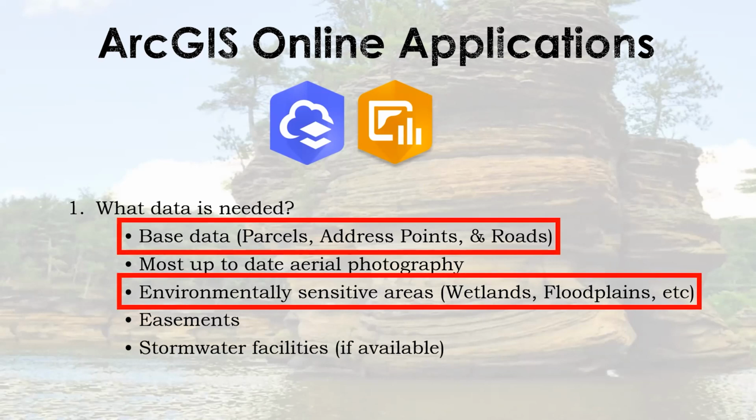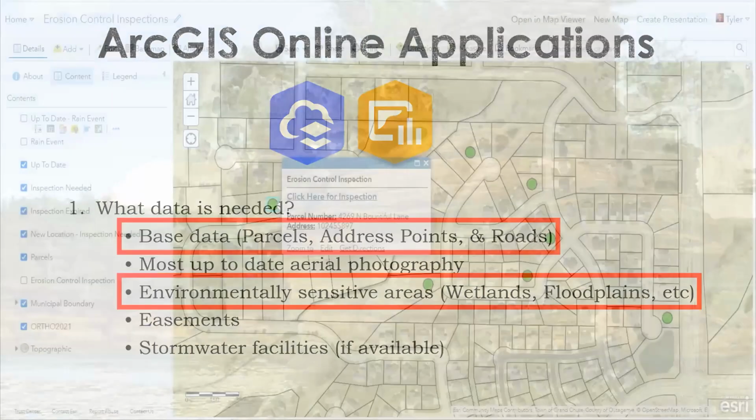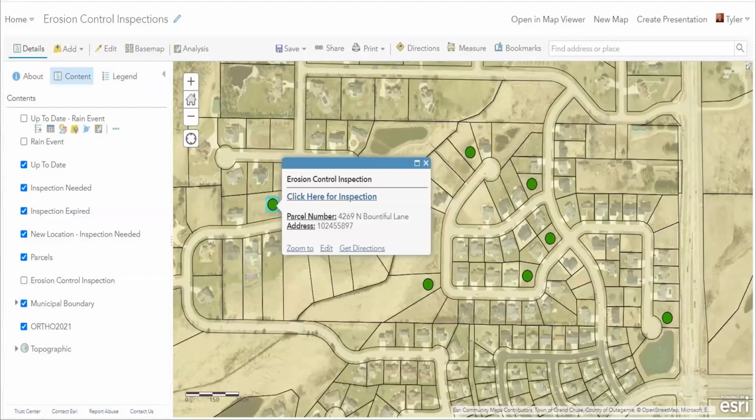The ones circled in red here, the base data and environmentally sensitive areas, are really the two big ones. If you can't get the aerial photography, the easements, or your stormwater facilities, it's not the end of the world, but generally you want to try and get those. This is what the application looks like.